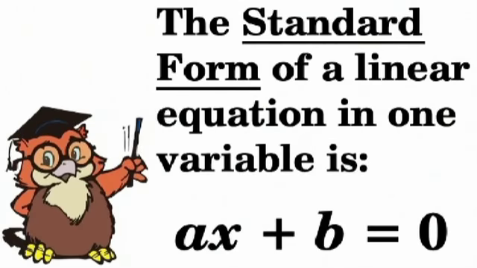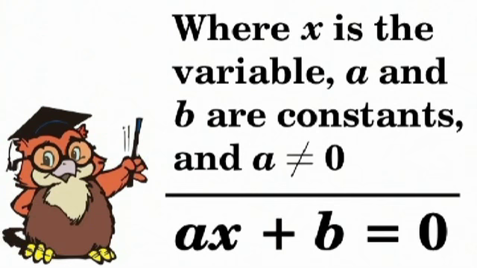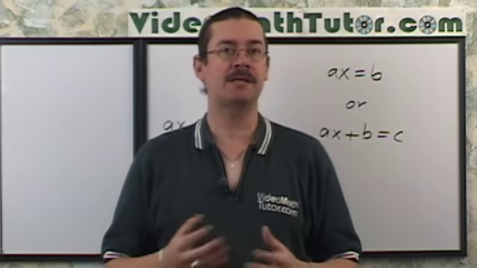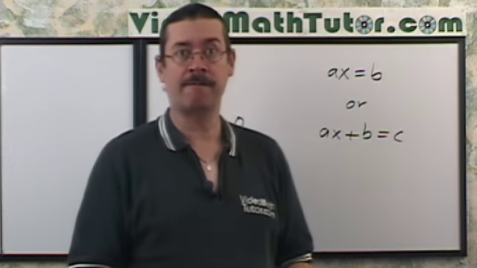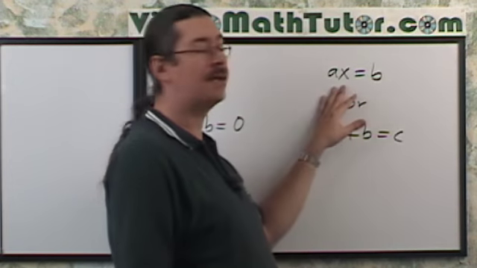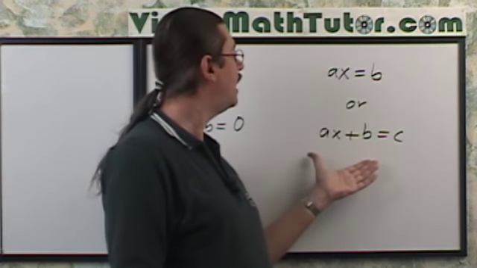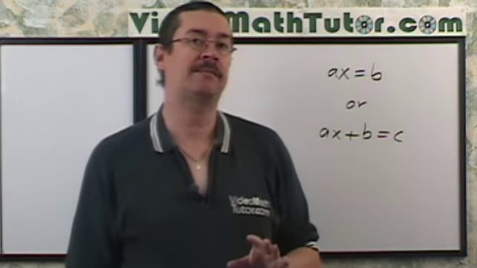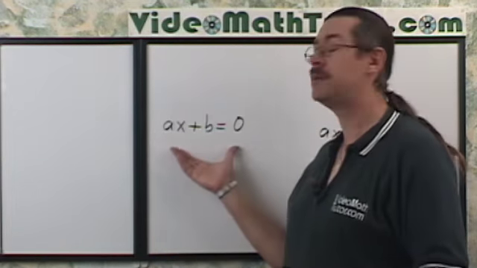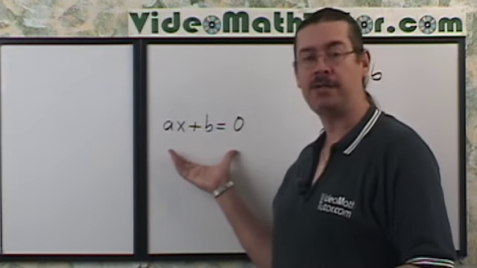The standard form of a linear equation in one variable is ax plus b equals 0, where x is the variable, a and b are constants, and a is not equal to 0. In some textbooks, or some math instructors may state that the standard form of a linear equation is this, ax equals b, or ax plus b equals c. However, I found it's more universally accepted to have it in this form, ax plus b equals 0. And this is the form I will use in my lessons.